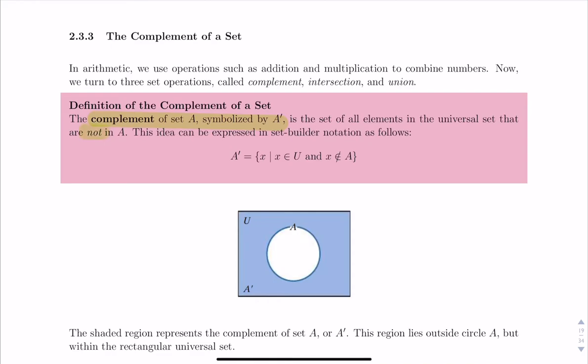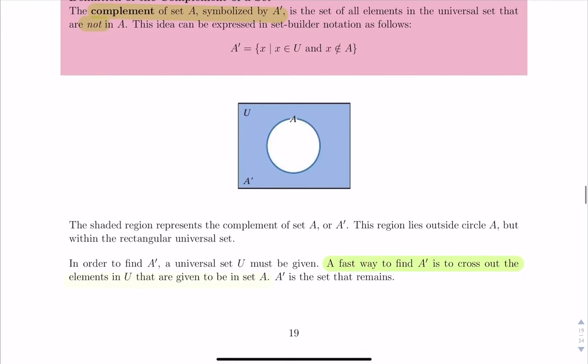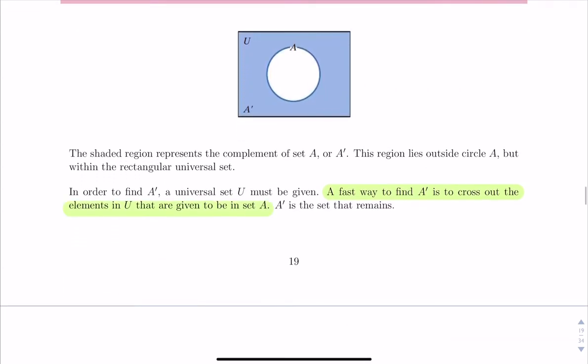And so this idea can be expressed in set builder notation as follows. The set of all x such that x is in the universe and x is not in A. And so you can see in the picture below, it would be that shaded blue region. It's everything in U, but it's outside of that circle A. And so the fastest way to find the complement of A is to cross out the elements in U that are given to be in set A. And then whatever's left over is what the complement of A is.